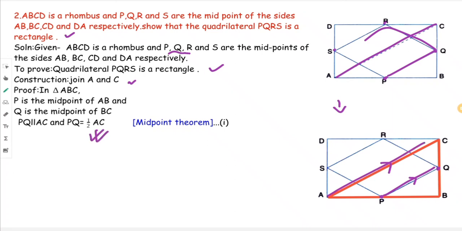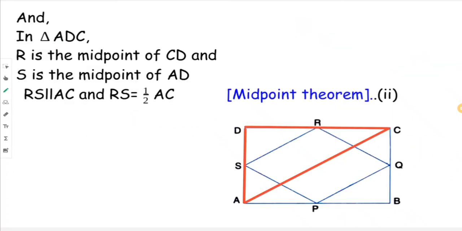Now let's go to the next again. Once again, we'll take the upper triangle and try to prove. So now in ADC, once again, I know that S is a midpoint of AD and R is a midpoint of CD. That means I can say SR is parallel to AC, and also that SR equals half times AC once again. Why? Because of the midpoint theorem.